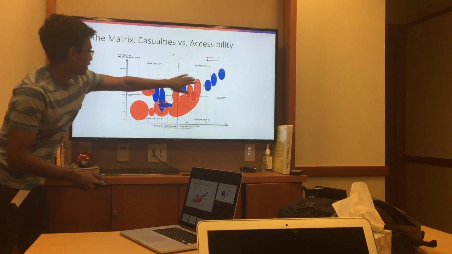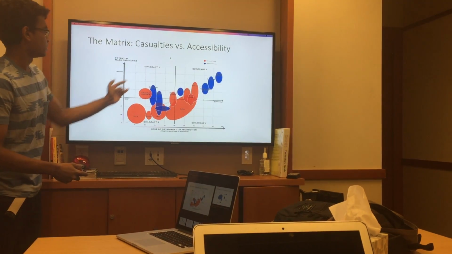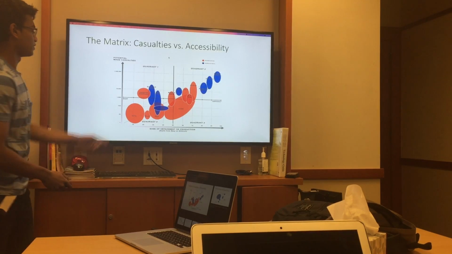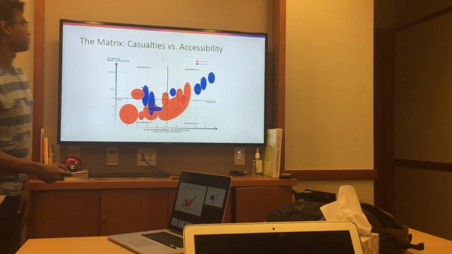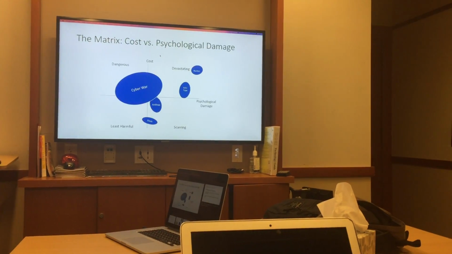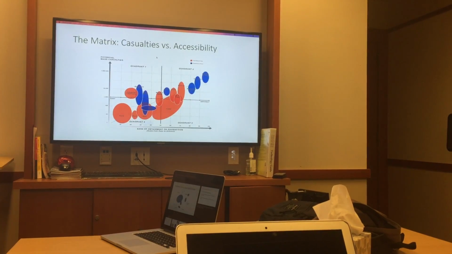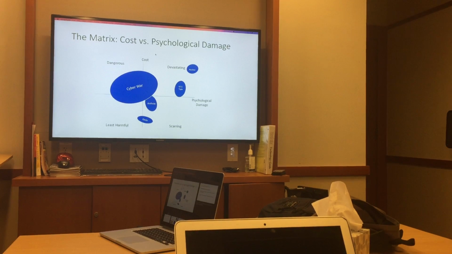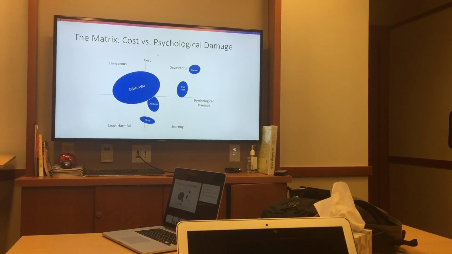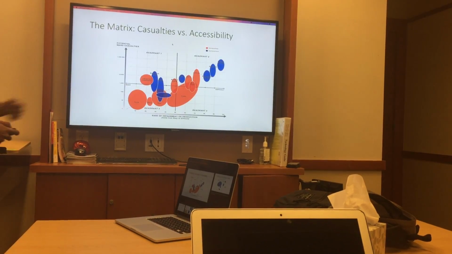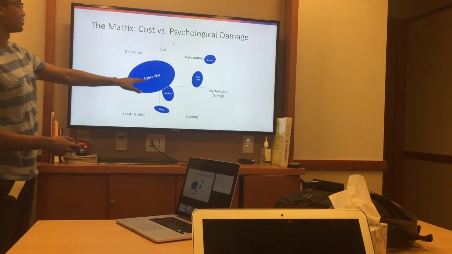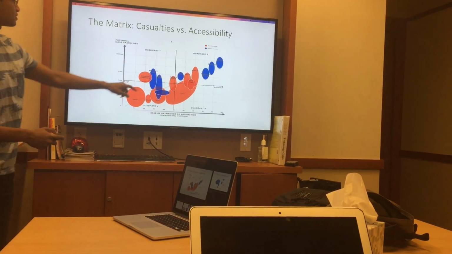I've drawn this line here to say that there's an upward trend if we look at the different terror threats, and a lot of these are actually biosecurity events. And another current threat matrix I'm working on is cost and psychological. Actually, this is the one I'm working on this quarter, and by the end I'm going to try and transform this into something like this.